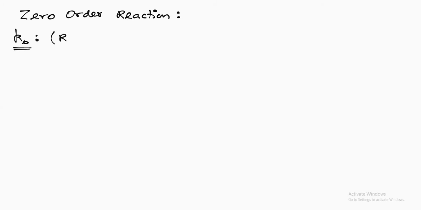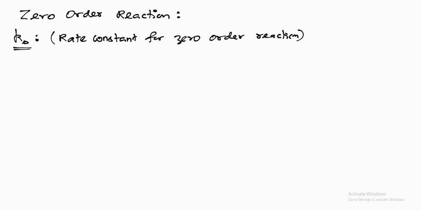What is K naught? K naught is nothing but rate constant for zero order reaction. Okay, rate constant for zero order reaction.